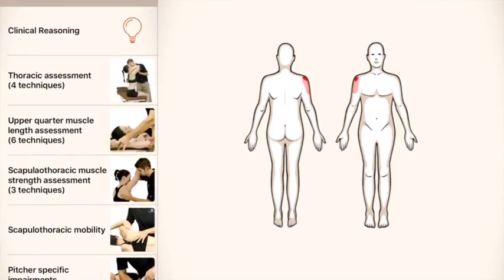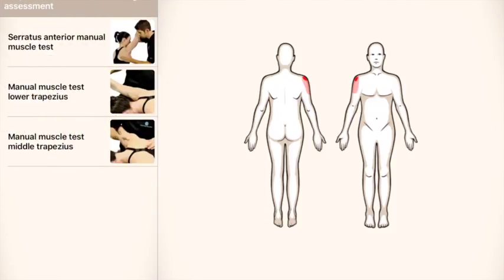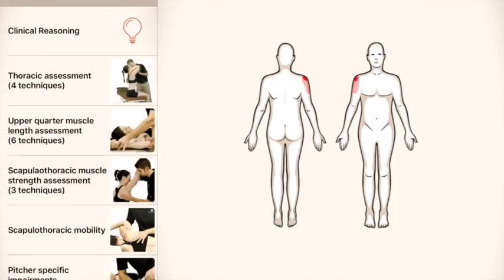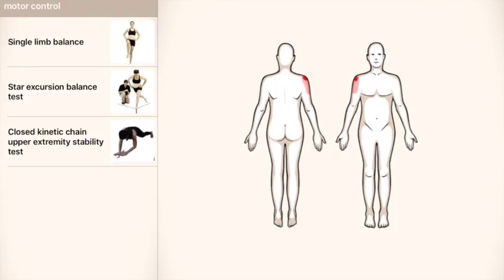And then we have some scapulothoracic mobility issues, some scapulothoracic muscle weaknesses that we'd want to assess that are well established in the literature as contributors, or actually found in people with this type of problem. And so we also added in some sport-specific impairments like GIRD, posterior shoulder endurance test, some core endurance and motor control tests that are useful for your high-level athletes.